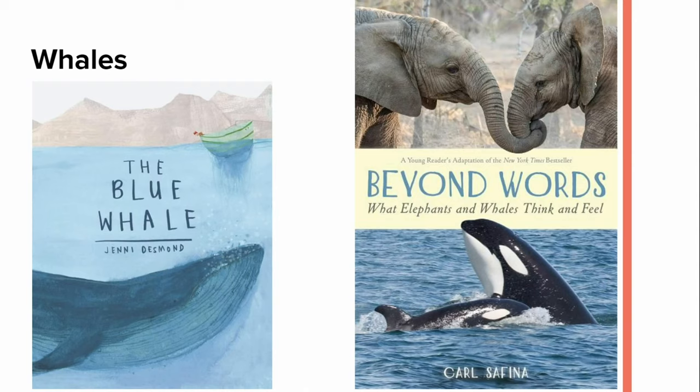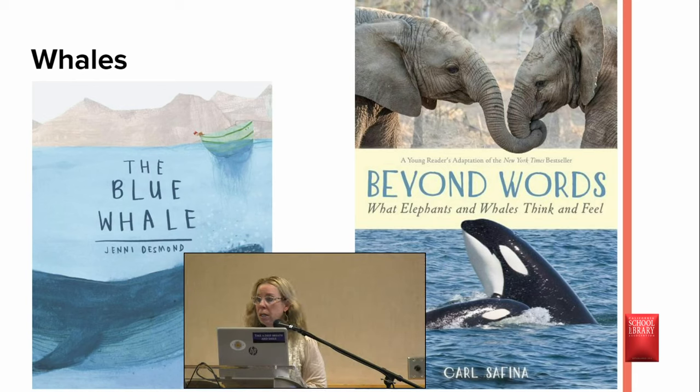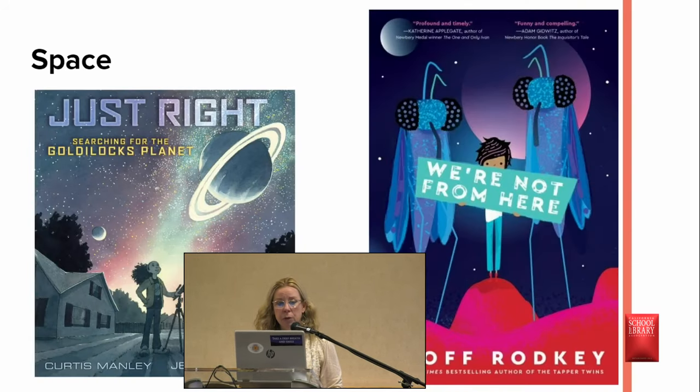Or these two books, which are fairly recent. These are nonfiction books. The Blue Whale by Jenny Desmond, the same author of the Polar Bear book we looked at earlier, is a beautiful book that also talks about how big it is. Then there's Beyond Words: What Elephants and Whales Think and Feel. Some of these picture books will lead kids to longer books. But you know that for elementary, even nonfiction continues to be 48 pages or less. It's just the way the publishing field is working. Maybe 96, but once they get to 96 pages, they tend to be more focused on upper elementary, 5th, 6th, 7th grade, so you'll have to decide if they're suitable for your kids.